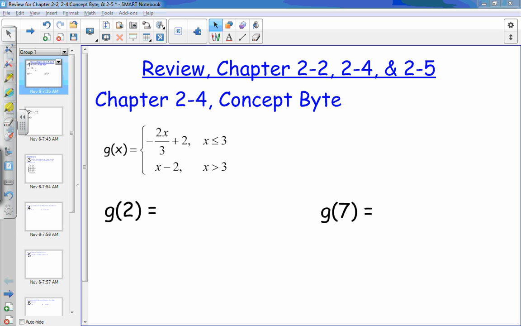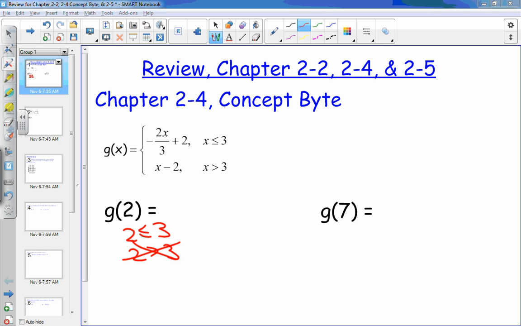Okay. Now, when we did this, remember I said g at 2. I'm replacing the x in the original problem with the value 2. So we have to determine where 2 falls in this lovely little range that they gave us. So is 2 going to be less than or equal to 3, or is 2 greater than 3? Which one is the true statement? It's less than or equal to it. So this is not an option, which implies that I'm going to be using negative 2/3 x plus 2.